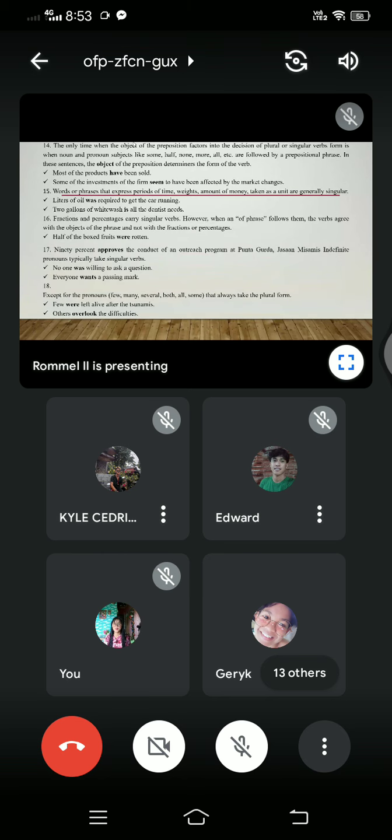Number 14. The only time when the object of the preposition factors into the decision of plural or singular verb form is when noun and pronoun subjects like some, half, none, more, all, etc. are followed by the prepositional phrase. In these sentences, the object of the preposition determines the form of the verb. For example, most of the products have been sold. Some of the investments of the firm seem to have been affected by the market changes.